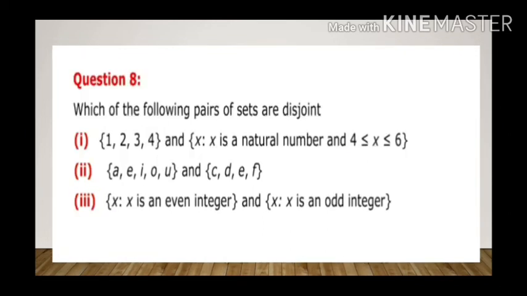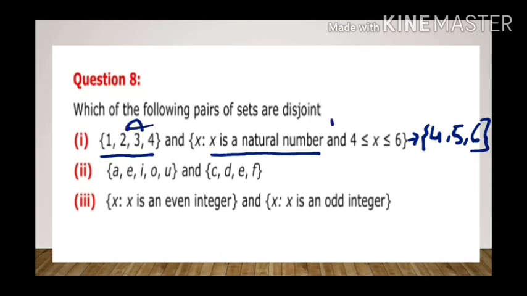Now question number 8: which of the following pairs of sets are disjoint? Disjoint means their intersection will be phi. Two sets will be disjoint if they do not have any common element. The first one is given as 1, 2, 3, 4. If you change the other one to roster form, all the natural numbers between 4 and 6, it will be 4, 5 and 6. So suppose this is the A set and this is the B set.